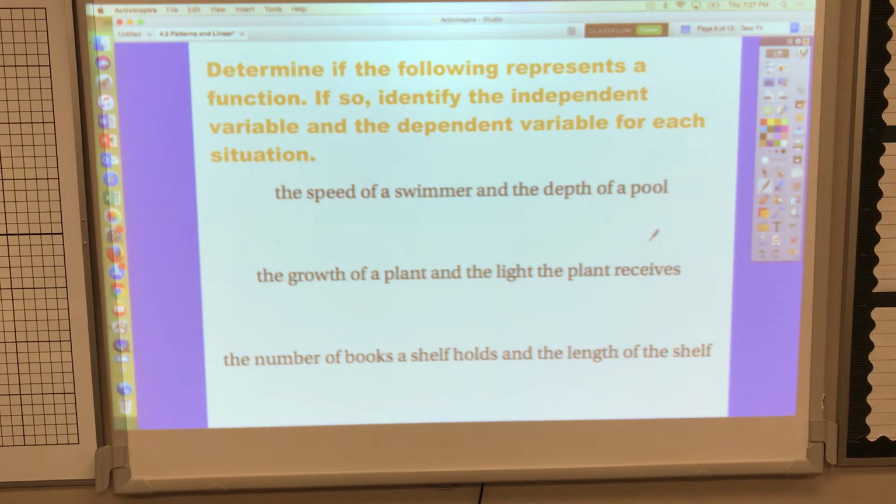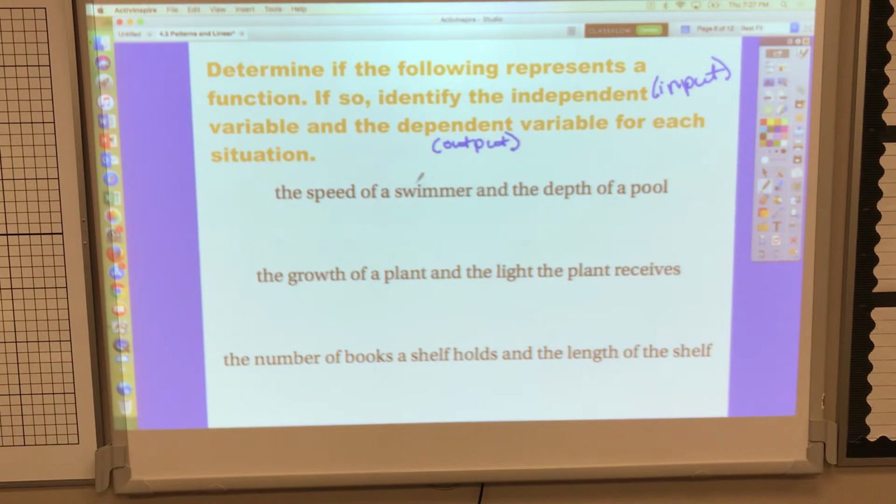So let's look at some word forms. Determine if the following represents a function. If so, identify the independent variable and the dependent variable. Remember that independent is our input, the one that we could plug into something to determine something else, so that dependent is our output.